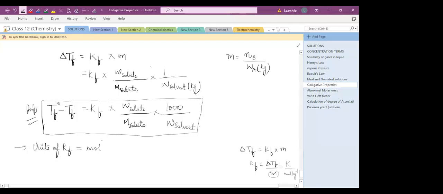Just a second. Kelvin, it is first Kelvin, per mole, and it's kg. Right. Or simply you can just write, that's the unit of Kf, your molar depression constant. So what will be the unit? Kelvin per mole kg. Kelvin per mole kg.